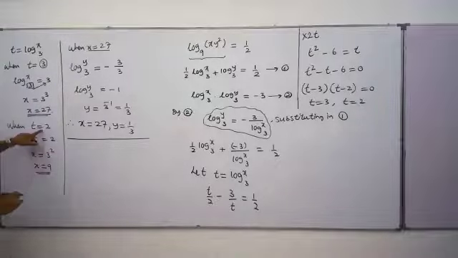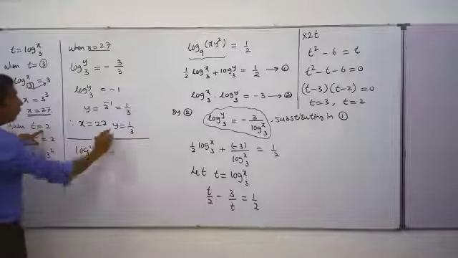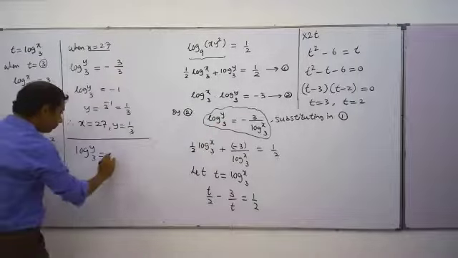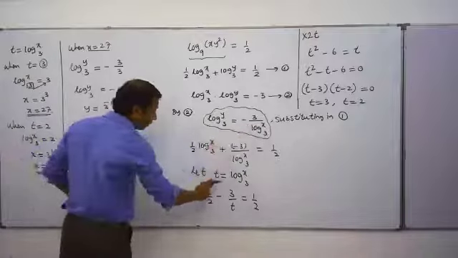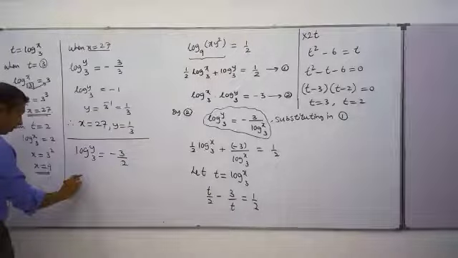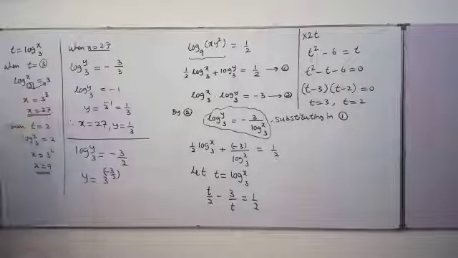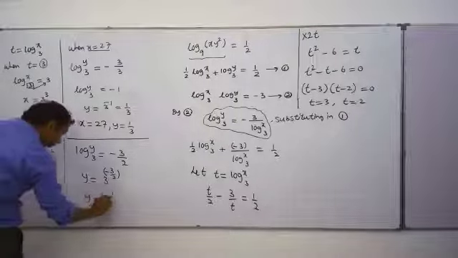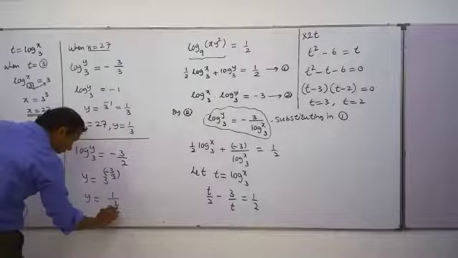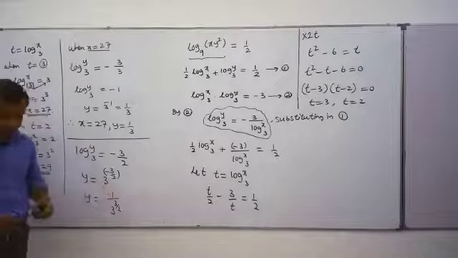Second, t equals 2. Log y to the base 3 is equal to minus 3 upon log x to the base 3. Log x to the base 3 means t, and the second t value is 2. Then we get y equals 3 to the power minus 3 by 2. You can write y equals 1 upon 3 to the power 3 by 2. That means 3 to the power 3 is 27, square root of 27.